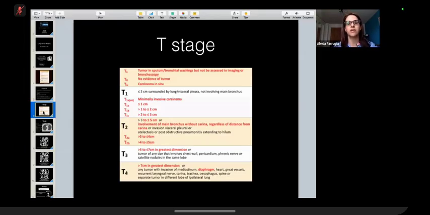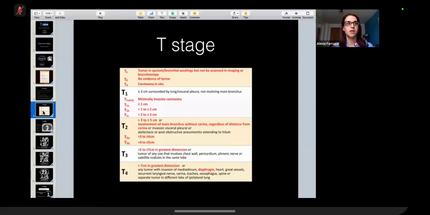And then the T classification is based predominantly on size, but not exclusively. So a T1 tumor measures less than 3 centimeters in maximal dimension. It is surrounded by lung or visceral pleura, but it doesn't involve the main bronchus. And then you've got T1A, less than 1 centimeter, T1B is more than 1 but less than 2 centimeters, T1C is more than 2 but less than or equal to 3 centimeters. So those are all T1 tumors.